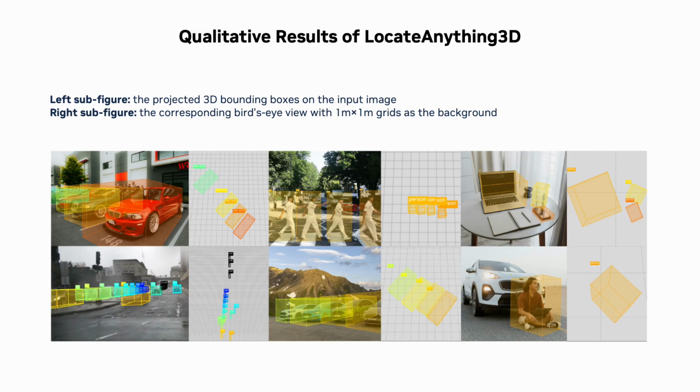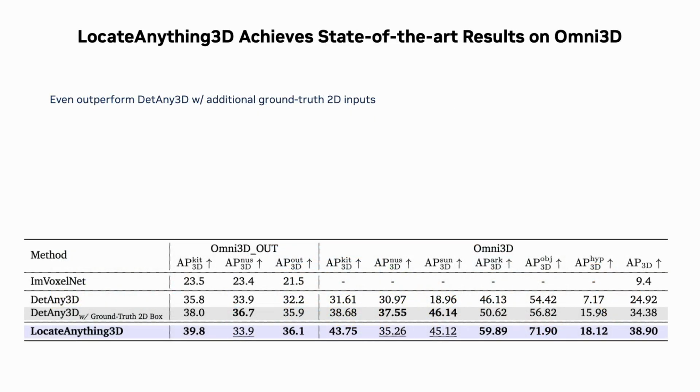On the Omni3D benchmark, LocateAnything3D achieves state-of-the-art results. We outperform ImVoxelNet, which explicitly uses 3D voxels, and DetectAnything3D, which trains on a larger dataset. Crucially, we even beat DetectAnything3D when it's given ground truth 2D boxes as input. This shows the benefit of treating 2D grounding as a first-class step inside the model, rather than relying on external detectors.